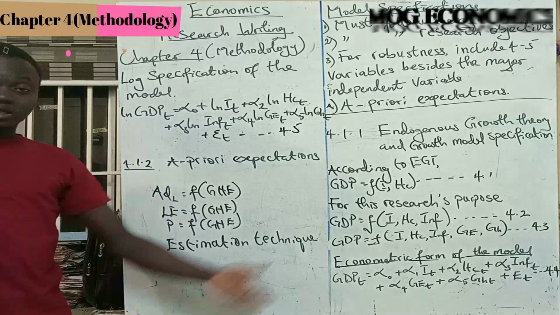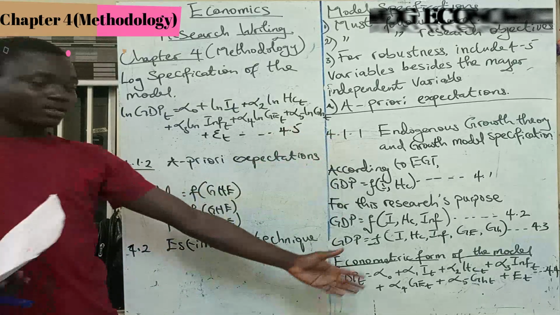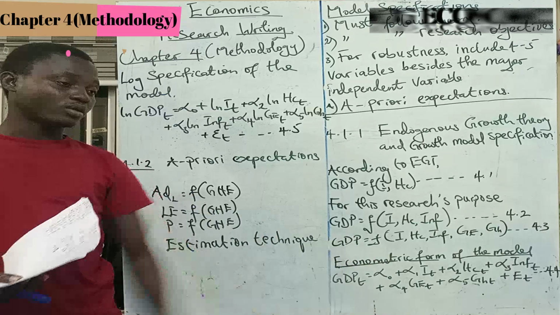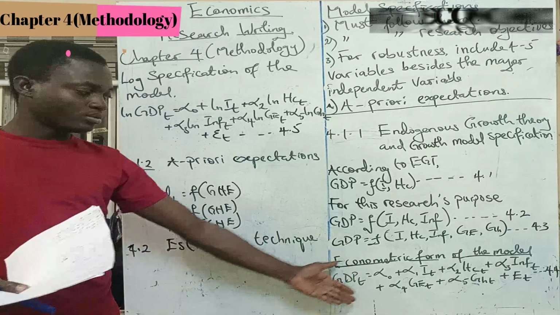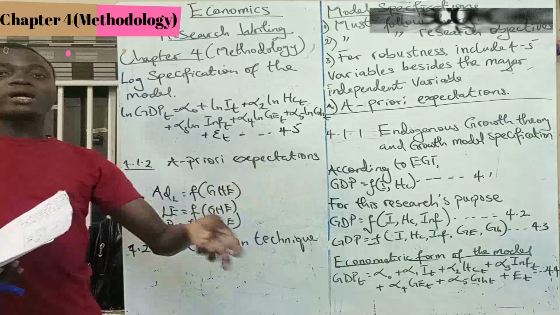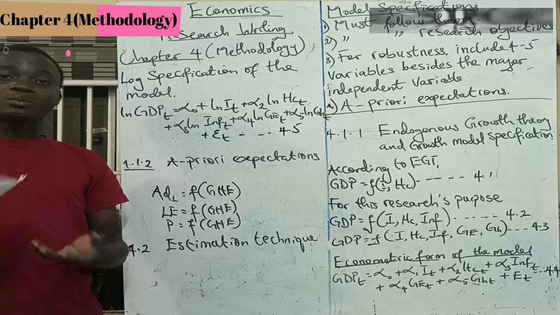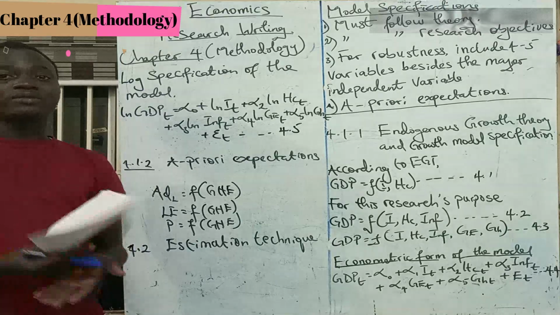And there are two reasons basically. So one is the fact that the data I'm going to be using to proxy all of these variables are not all stationary at the same order. It's a mix. Some of them are stationary at levels, some of them are stationary at first difference.